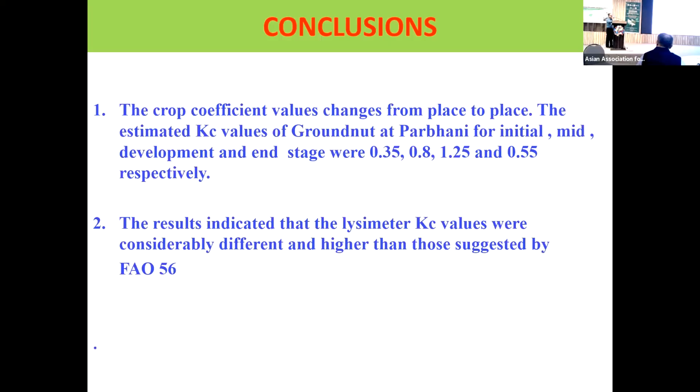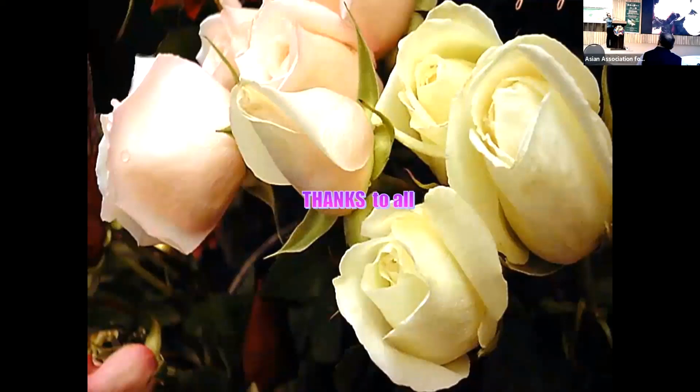These are the conclusions. Crop coefficient values change from place to place, and the estimated KC value of groundnut at Parbhani for the initial stage is also recorded here, and it indicates that the lysimeter KC values are considerably higher for the urban area as compared to the FAO 56 values. Similarly, we have computed this KC value at the station for soybean, green gram, okra, and then rabi sorghum.